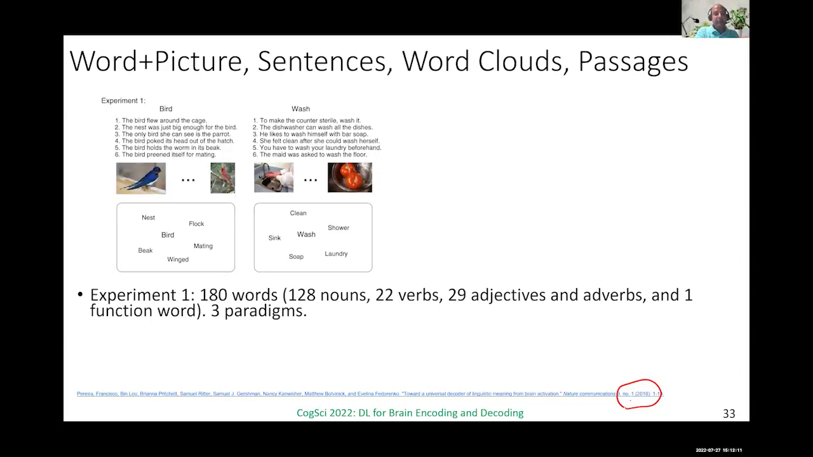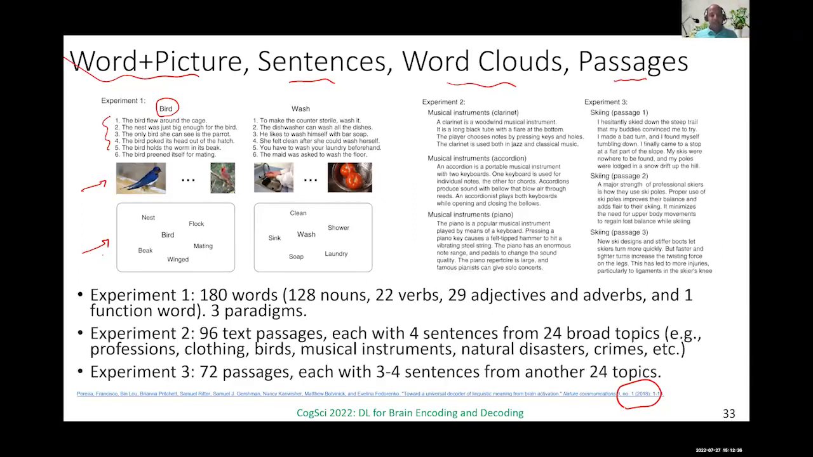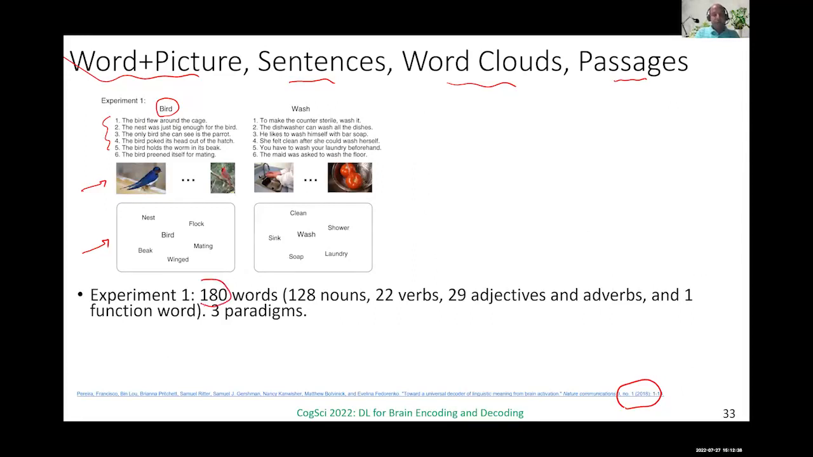This has 3 different paradigms: word plus picture, sentences, and word clouds. In fact, some of the experiments also show passages, as we will see. So they have 3 different experiments and data collected around those experiments. In experiment 1, they show the word and then sentences or pictures or the word cloud. And then fMRI is collected for each of them separately. There are about 180 such words. Some of them are concrete words, some of them are abstract words.